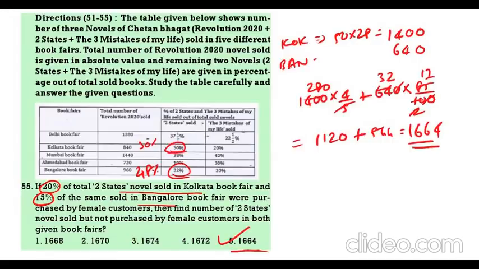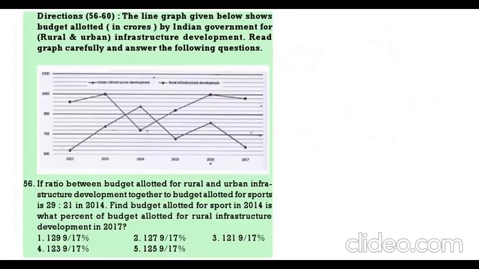1664. Option 5. Next, the line graph shows the budget allotted in crores by the Indian government for rural and urban infrastructure development. Read the graph carefully, then answer the question. So here, a rural and urban development line graph is there. The values are not clear. Just note down: this is 600, 750, 900, 1050, 1200.